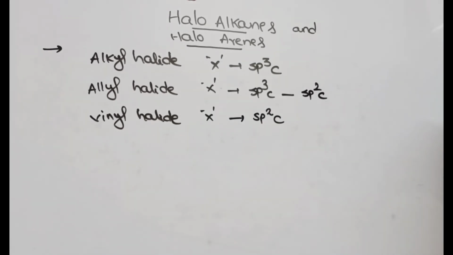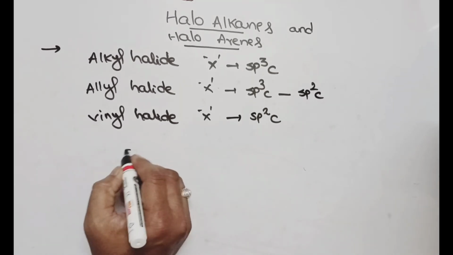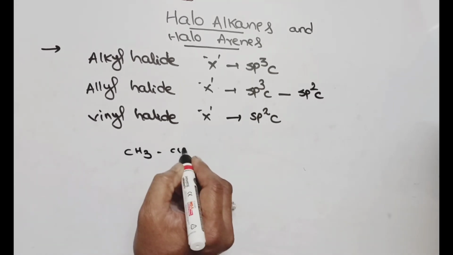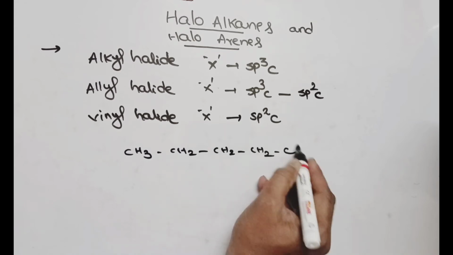So if halogen bonds with the sp3 carbon, that is known as alkyl halide. If halogen bonds with the sp3 carbon and that sp3 carbon bonds with the sp2 carbon, that is known as allyl halide. Alkyl halide, example CH3CH2CH2CH2Cl.